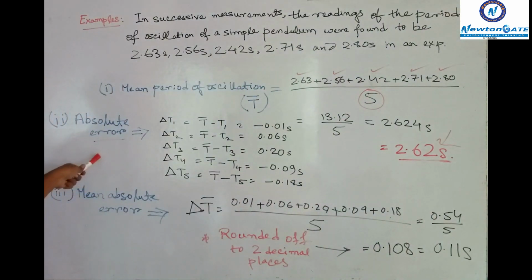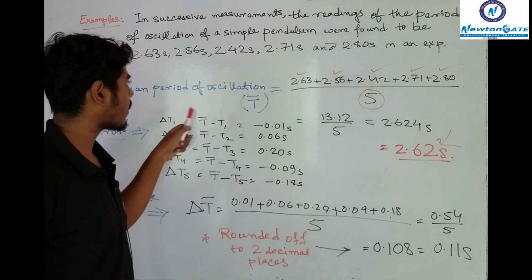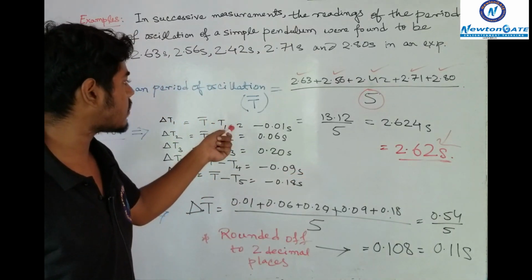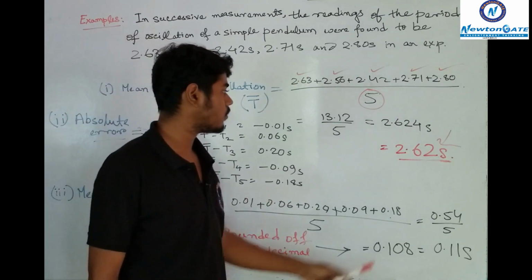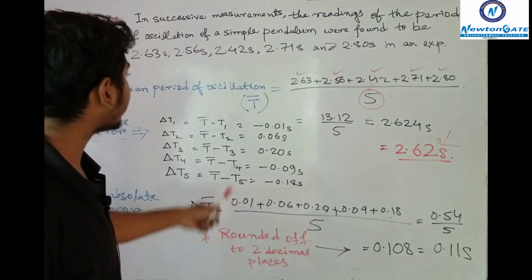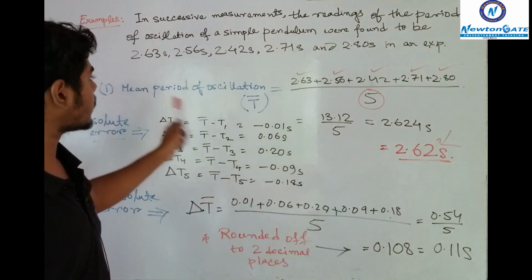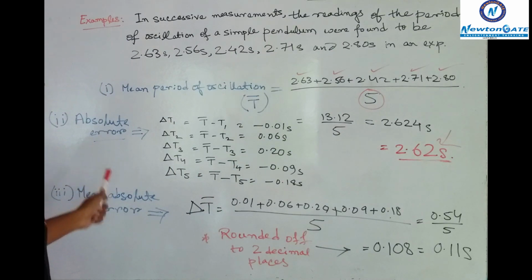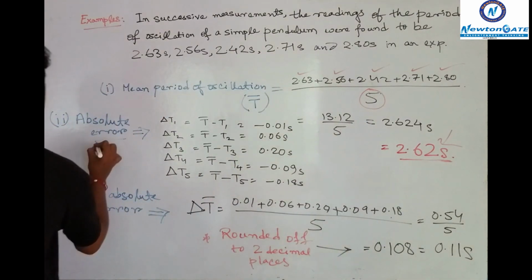Now the absolute errors, that is delta T1, T2, T3, T4, T5, would be T bar minus the measured quantity, the difference of the arithmetic mean value and the measured value. That is 2.62 minus 2.63, we get minus 0.01. Hence I said that absolute error can be negative also, it can be plus or minus both.